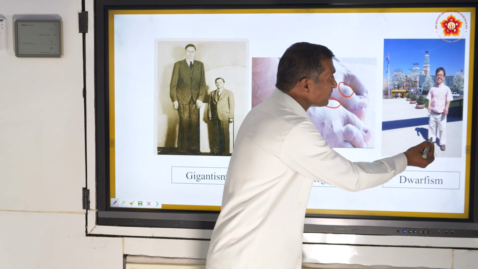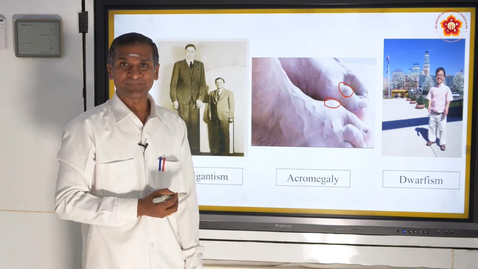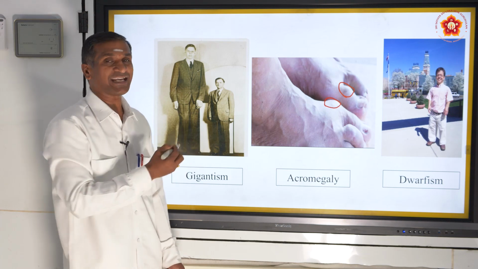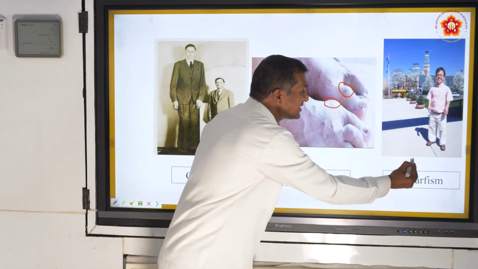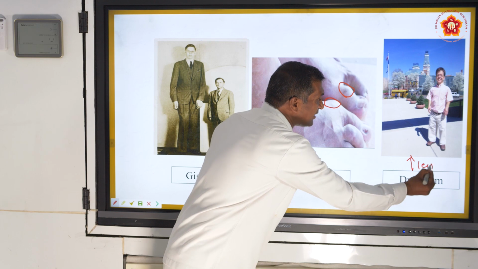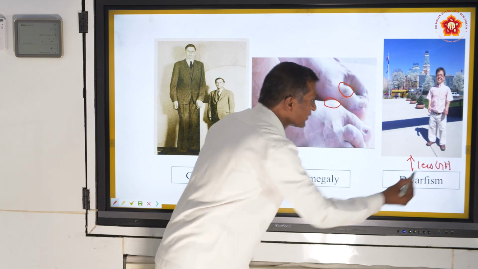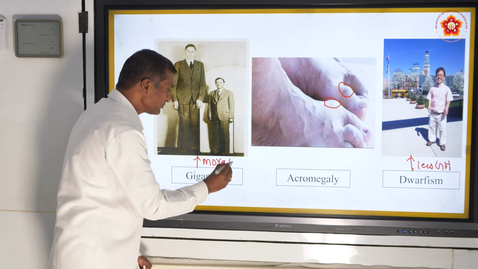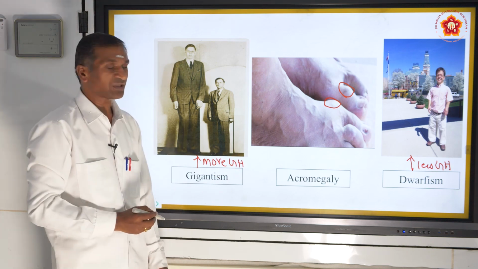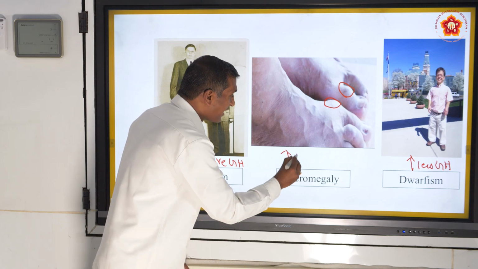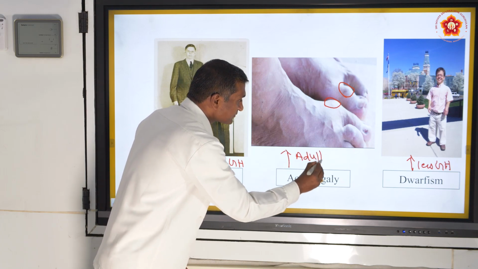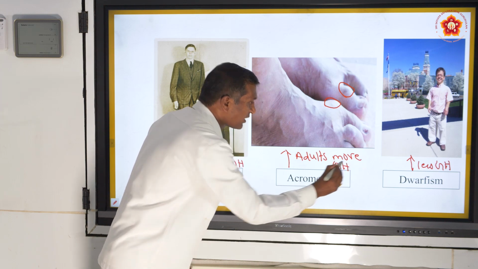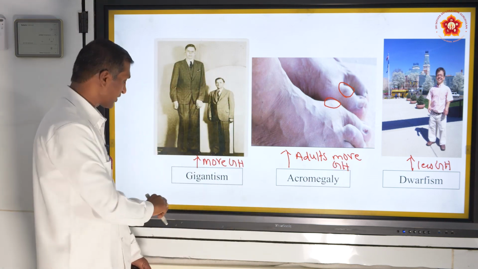Then dwarfism. What do you mean here? You can observe here, these are all due to the lack. This is due to the less production of GH hormone. And this is more GH hormone, more growth hormone. And this is in adults, more growth hormone, more GH hormone leads to acromegaly.